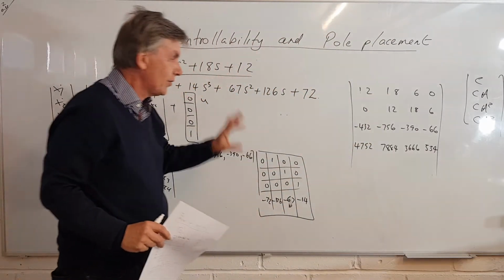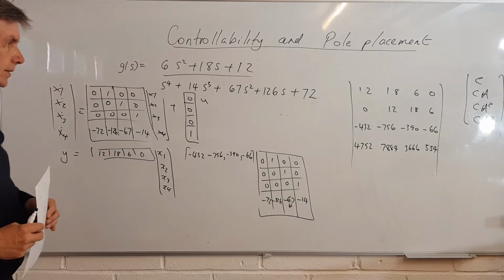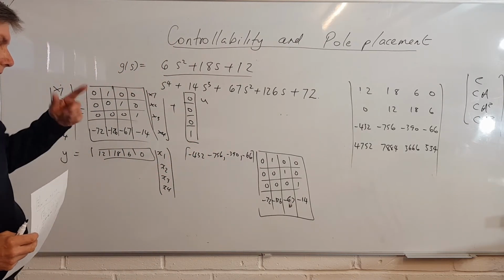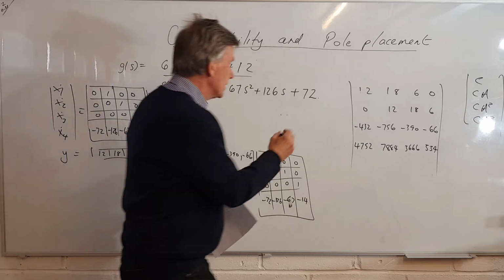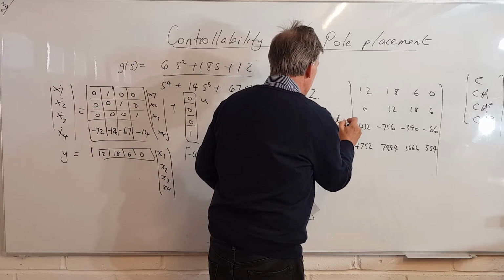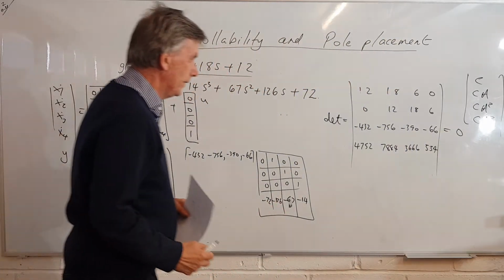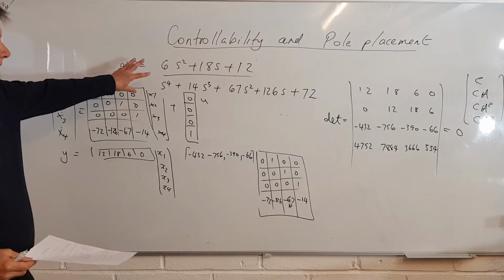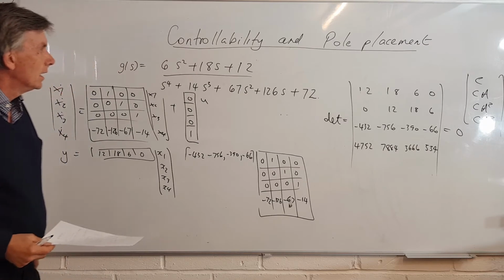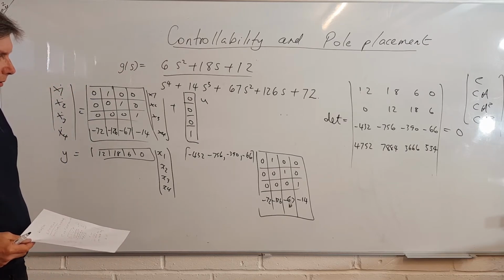So that's going to give us 3 by 3 determinants to compute, and if we add those up, we'll find that the determinant of this is in fact 0. And this now shows that the system has an unobservable pole.